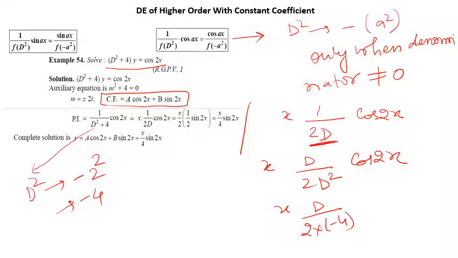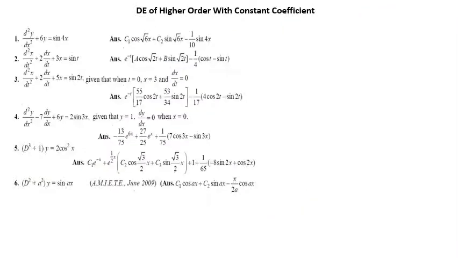Right? And the derivative of cos 2x is minus 2 sin 2x. Right? And solve this, you find this. Then the solution becomes CF plus PI. These are some problems related to this.